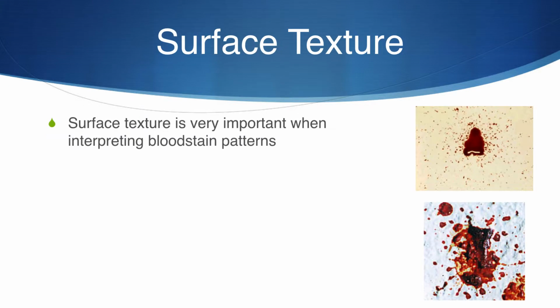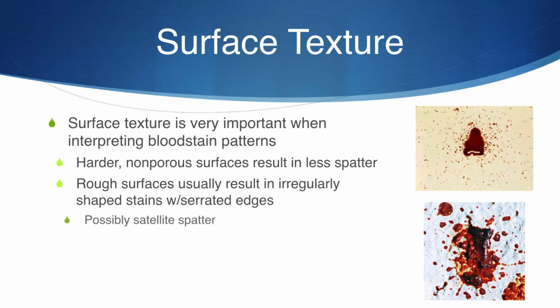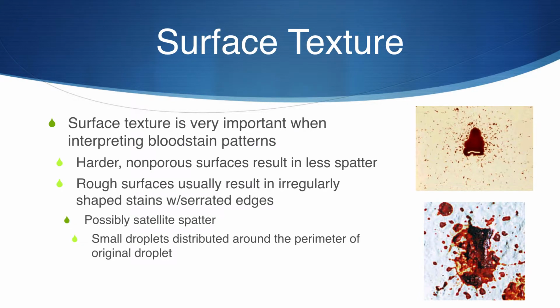One thing that can vary the way that the droplets fall or their pattern is the surface texture that they fall onto. And so in order to interpret the bloodstain patterns, there's a necessity to have a carefully planned, controlled experiment using surface materials that are comparable to those found at the crime scene. And then an interpretation can be made.